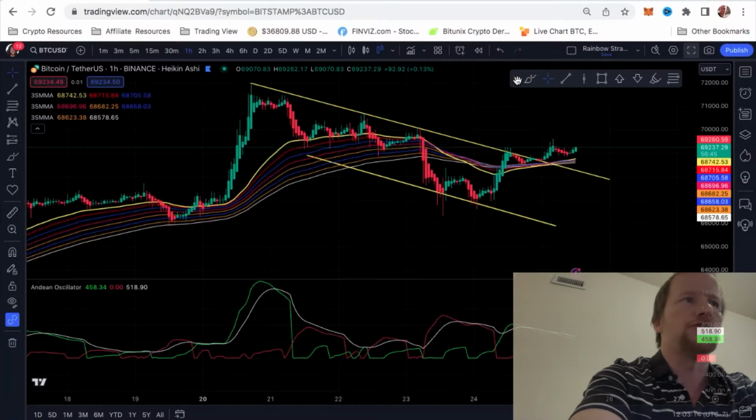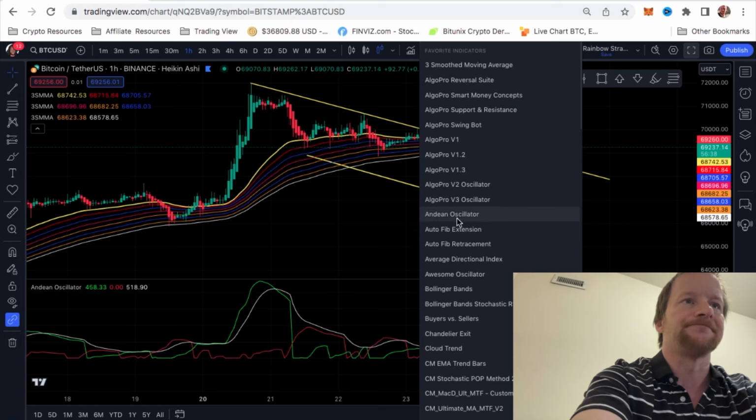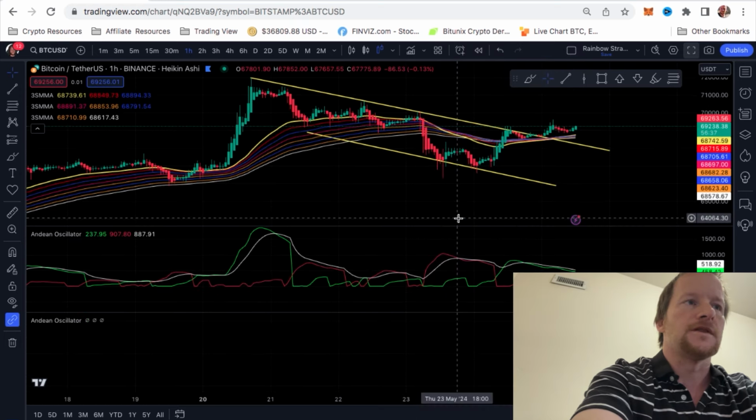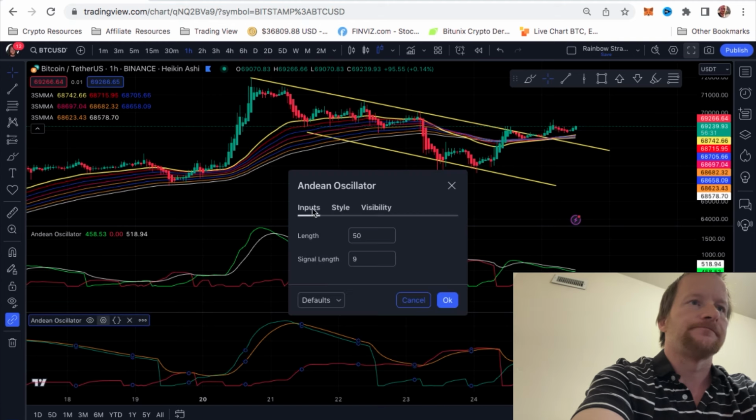So I'm going to show you how to set it up, what it looks like with the default, and what it looks like with the changed settings. I'm also going to go through a couple of scenarios to see how effective the strategy is with the changed numbers. When I originally introduced the Andean oscillator, let me show you the way I had it before. This was the default settings before. It was 50 and 9.